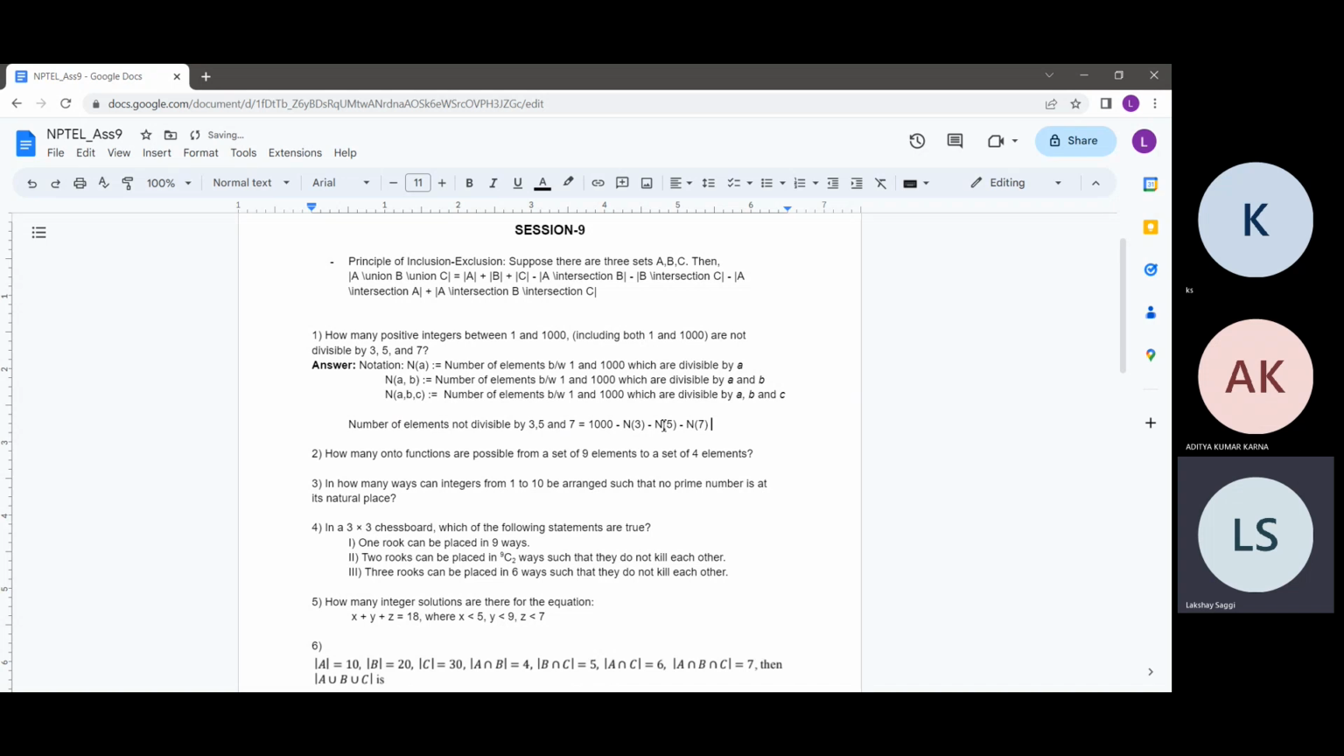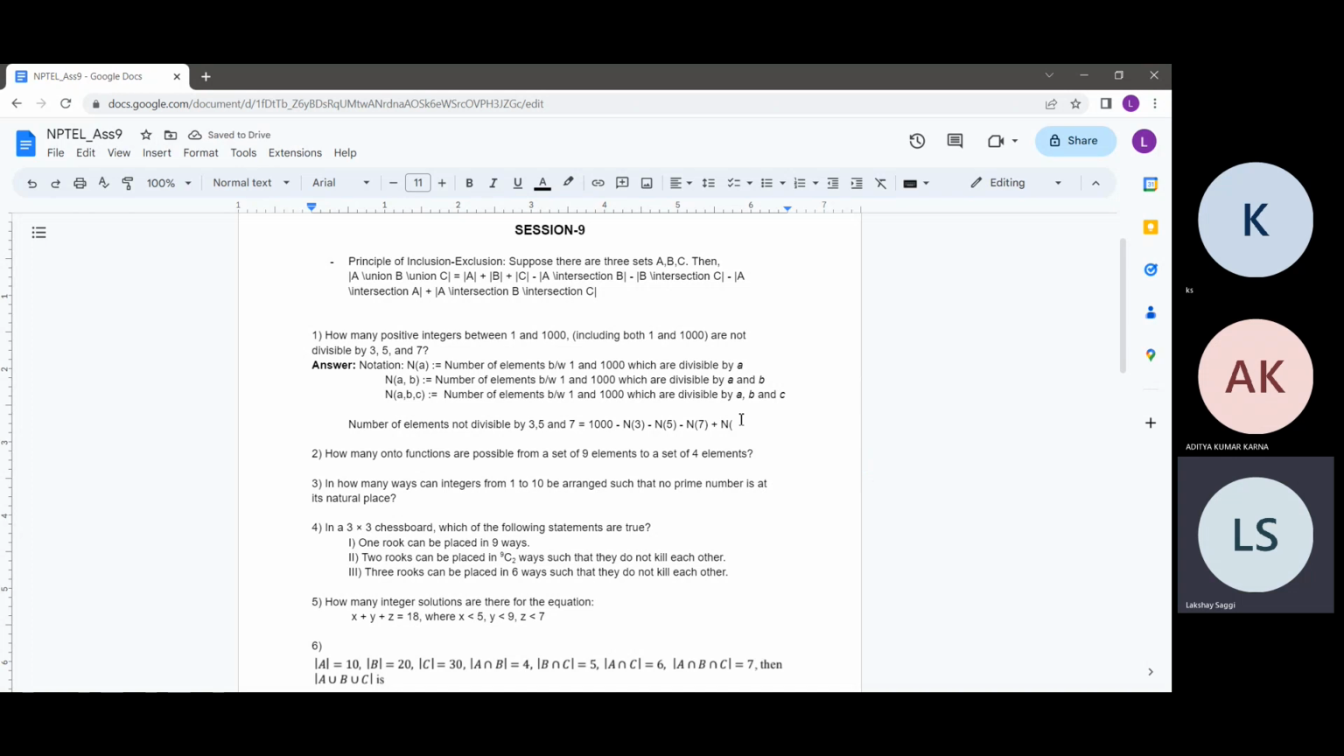But while doing this step, I would have reduced the numbers which were divisible by 3 and 5 twice. Similarly, the numbers divisible by 5 and 7 twice, and similarly 3 and 7 twice. So I'll add those values back. Now I'll add back. This is not an equals to, this is a plus sign, sorry.